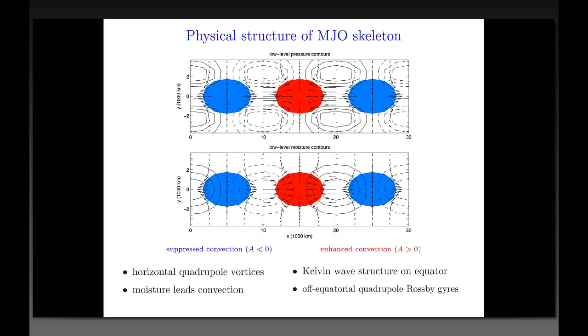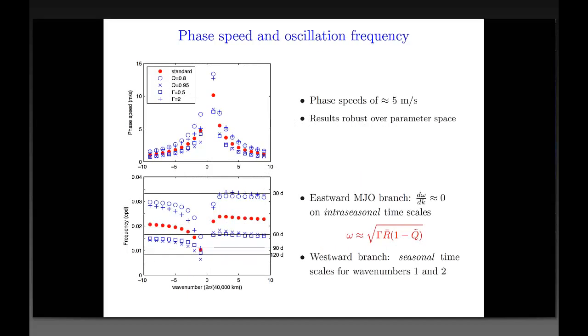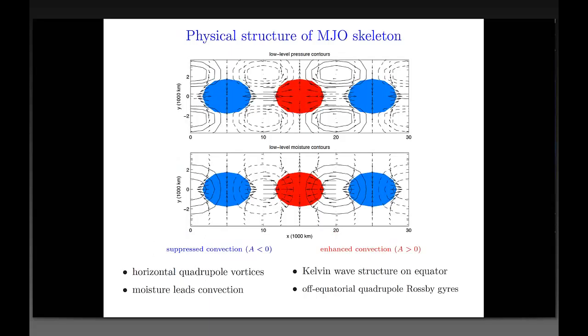Okay, so that was a suggestion that the propagation characteristics of this model look like the MJO. And then the next question is, what about the structure? Does the physical structure of the circulation and everything like that look like the MJO?